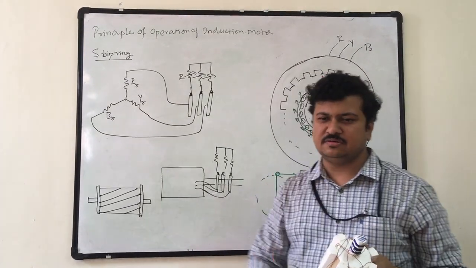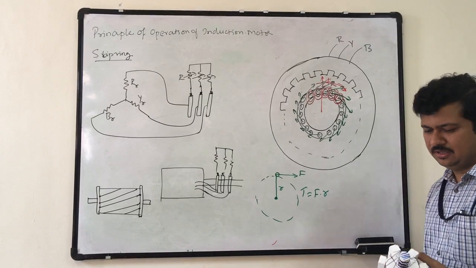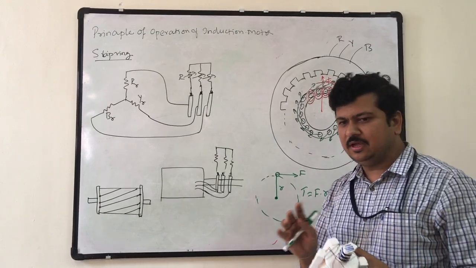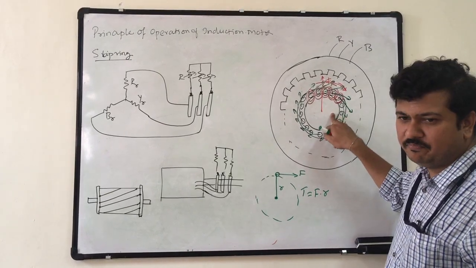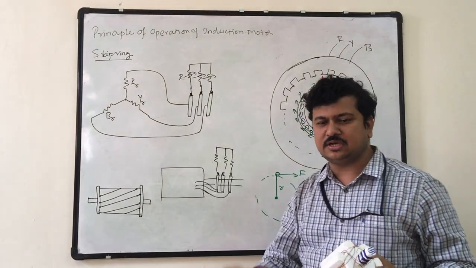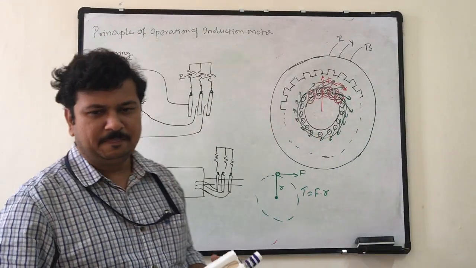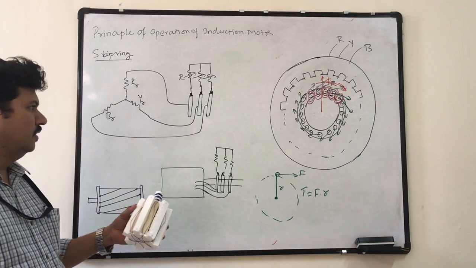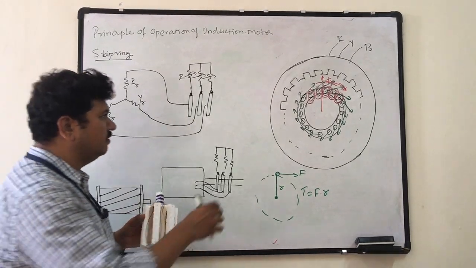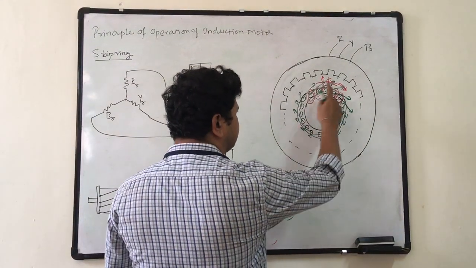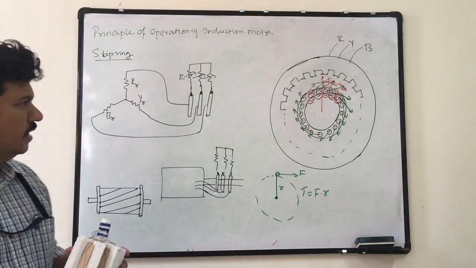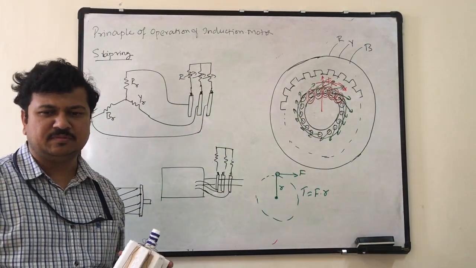That is one exception you can observe, where the rotor is outside the stator. Here the stator surrounds the rotor, there the rotor surrounds the stator, in the case of a ceiling fan. Okay. So this is how an EMF is induced and a torque is produced in the induction motor.